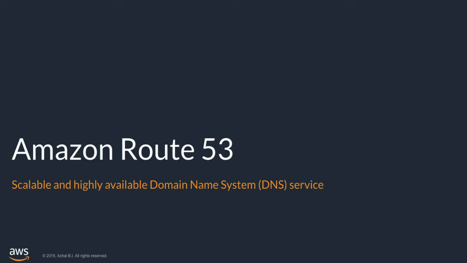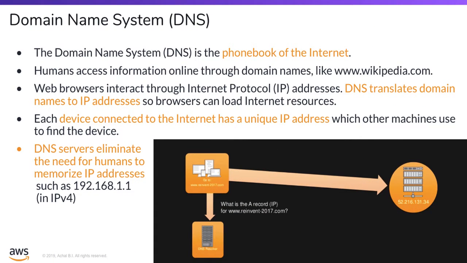Today I'm going to talk about Route 53 and AWS messaging systems. So, let me begin with Route 53 first. Route 53 is basically a domain name system which is provided as a service by AWS. Route 53 is highly scalable and highly available as well.